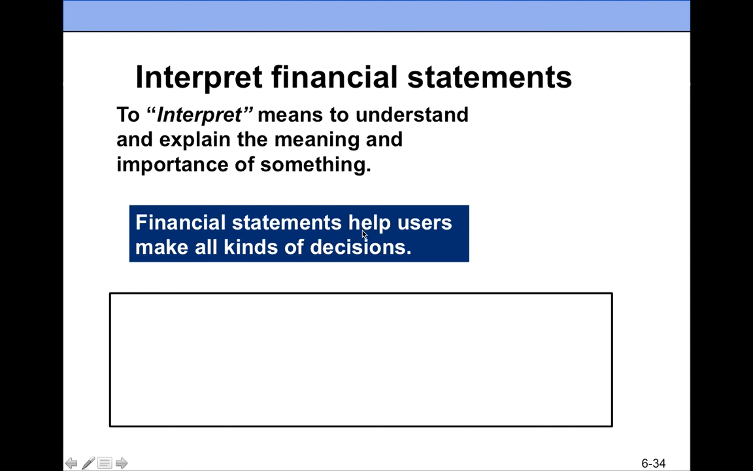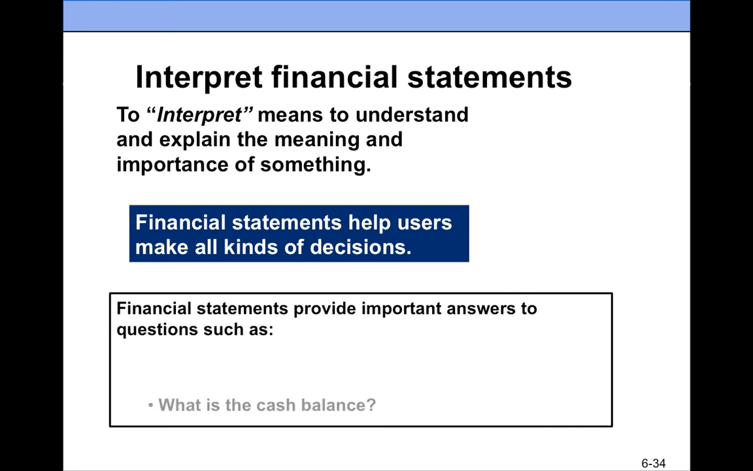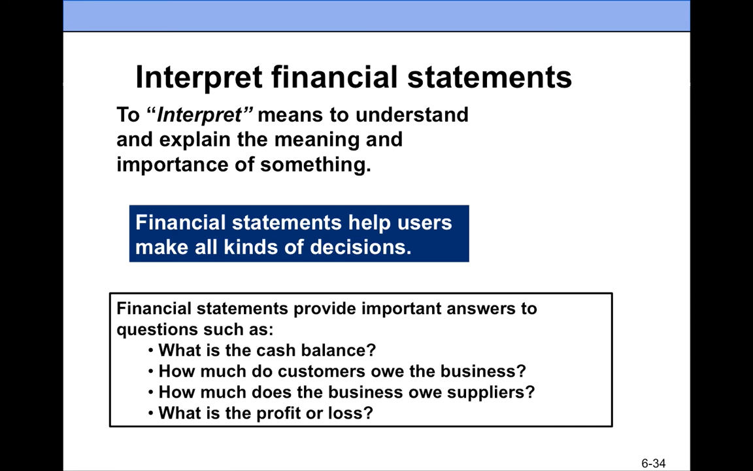Financial statements exist to help users make all kinds of decisions. This is the ultimate goal of not just financial statements, but the whole subject of financial accounting: to assist users, especially stockholders and lenders, in making good decisions about the business. And these are some of the simplified questions. Looking at financial statements, I can see what the cash balance is, how much customers owe to me, how much I owe to my suppliers, do I have net income or net loss.